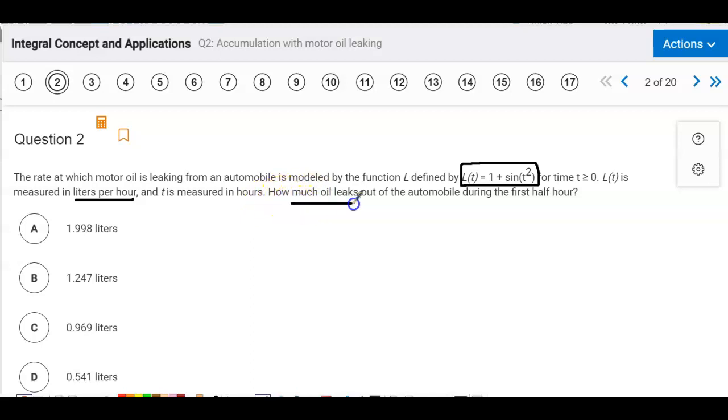The question is how much oil? Well, how do you turn a rate into an amount? Hopefully you guys know that would be integrating the rate. Now it says during the first half hour. So we're starting at time 0 and we're going up to a half hour, which would be 0.5. Okay, but from there I think I'm going to let you guys go ahead and figure the answer out from there. But you would just do it on your calculator, of course. Let's go ahead and move on to our next question.